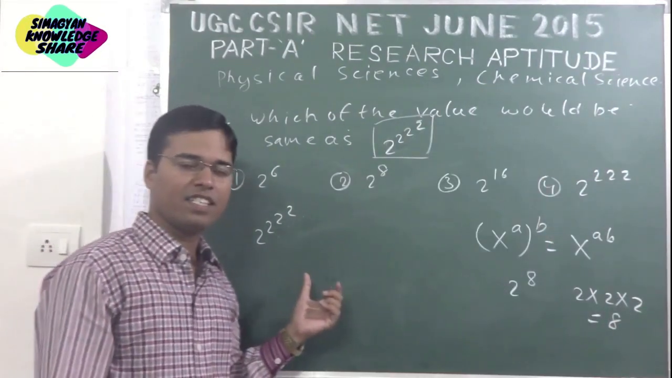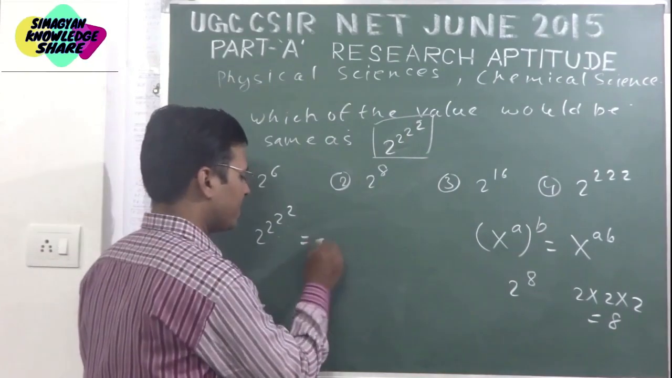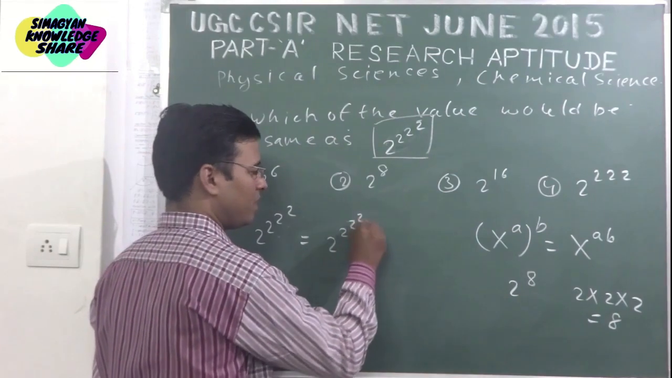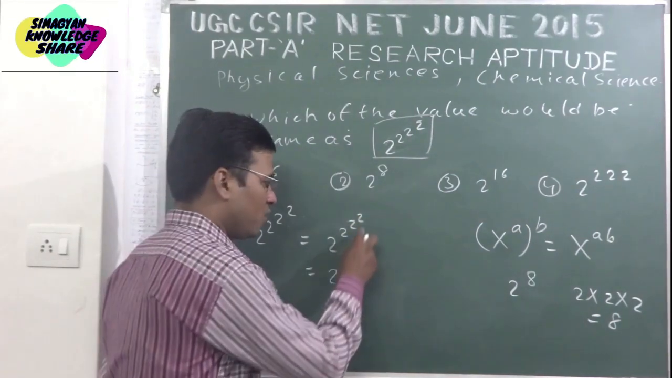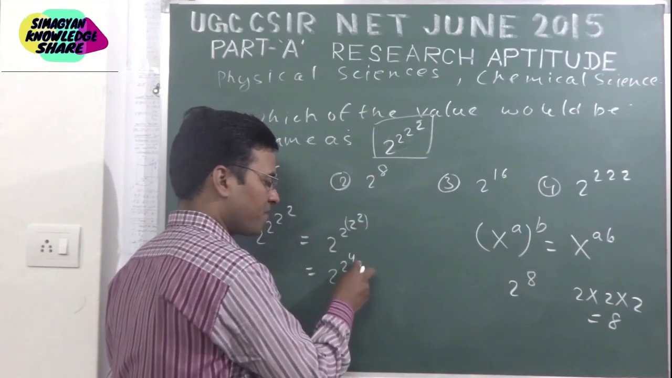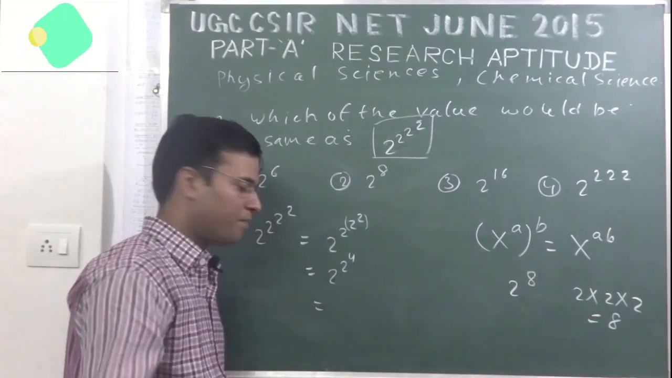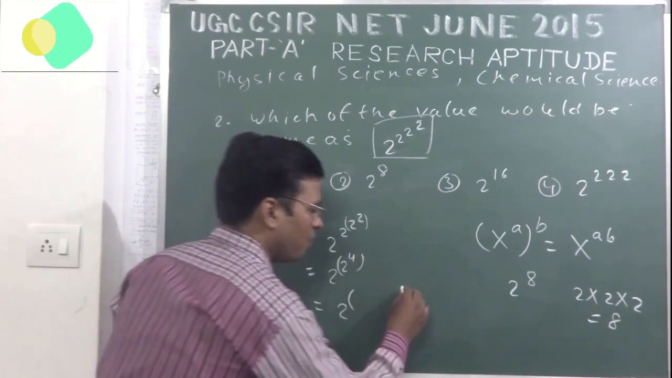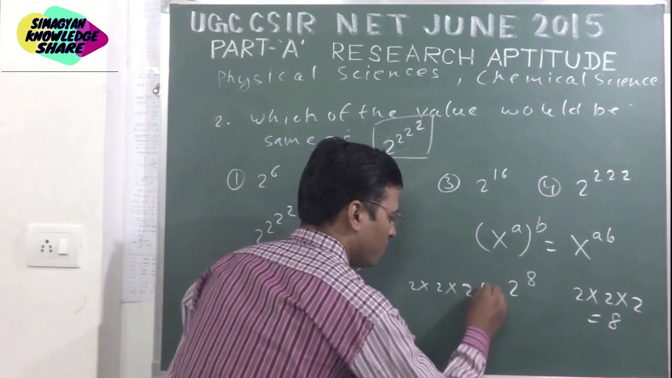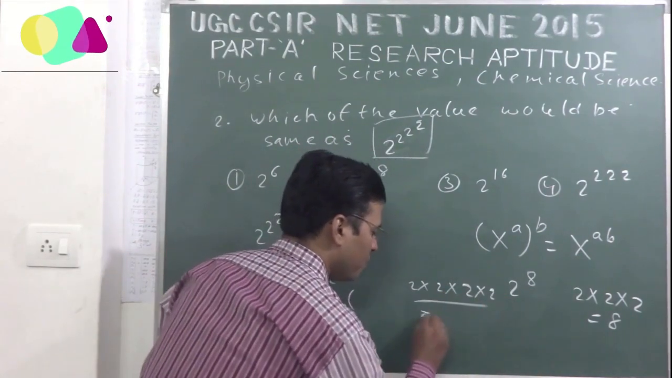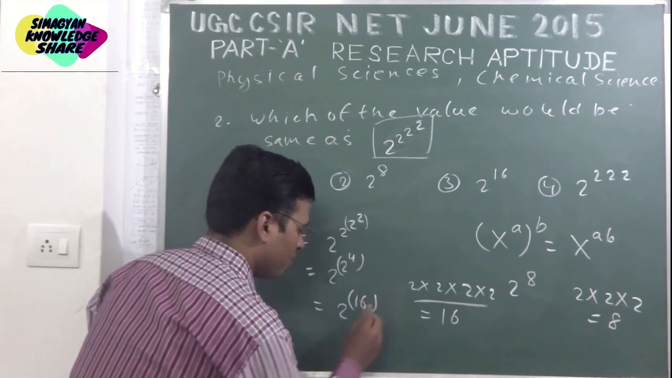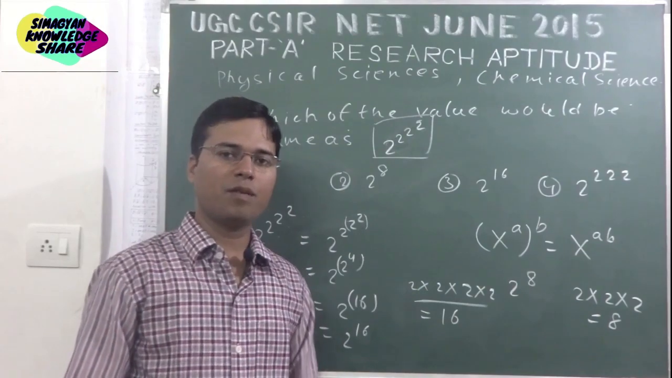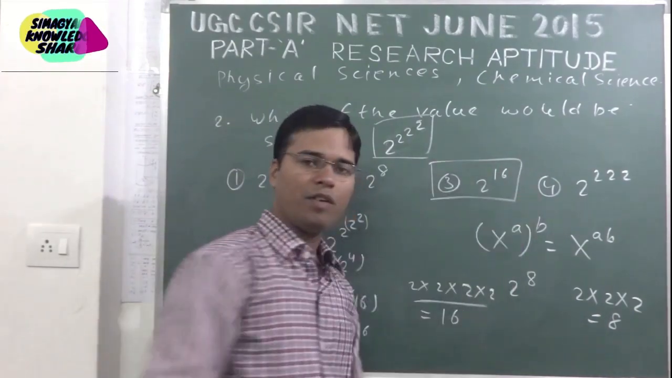But in the given condition, we would solve this problem like this: 2 power 2 power 2 power 2. First you get 2 power 2, that is 4. In the next step, we would get 2 power 4. 2 power 4, that is 2 multiplied by 2, 4 times, you would get 16. So your answer would be 2 power 16. That's why the correct answer of this problem would be option 3, 2 power 16.